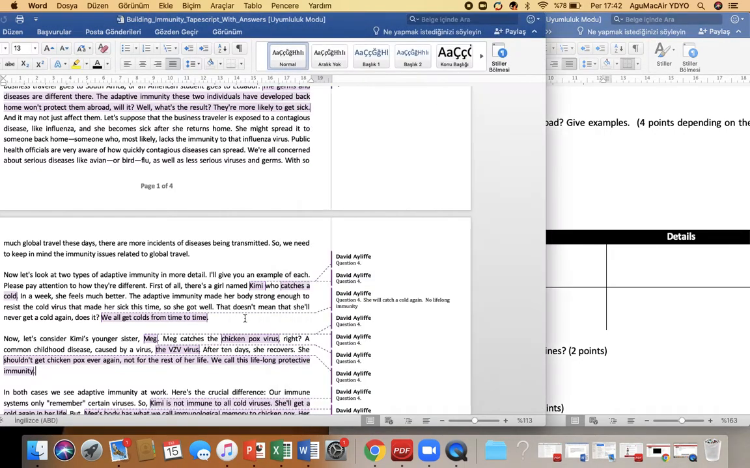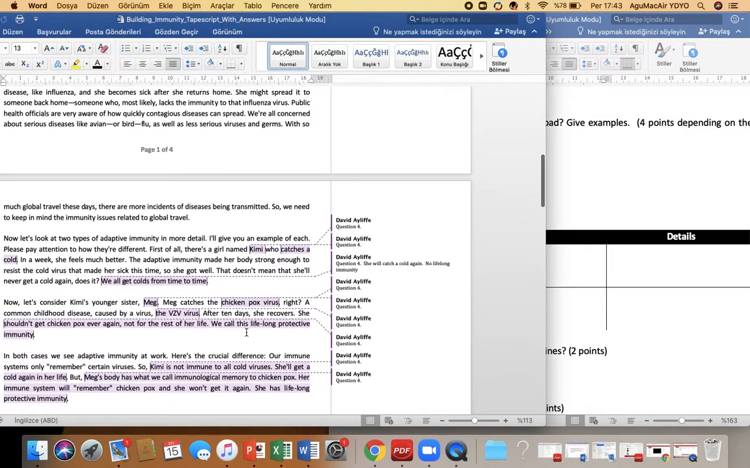And you need to write the details here, right? So the details are here, as you see. You can write any detail you heard actually. So she catches that. In a week, she feels much better. The adaptive immunity made her body strong enough to resist the cold virus that made her sick this time. Of course, you can't write everything because this is so long and it's not possible to take all the notes, but you can write just the summary of that. Write some short sentences about this, but giving the main idea of this, right?